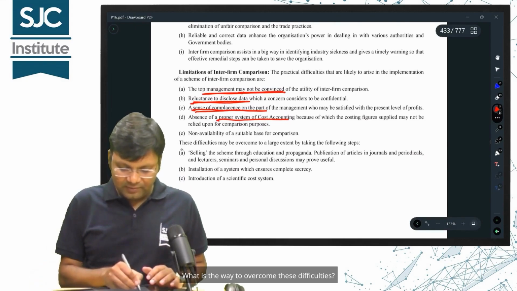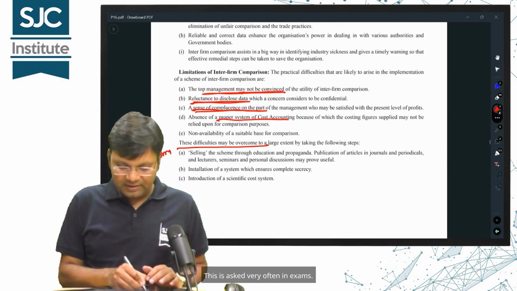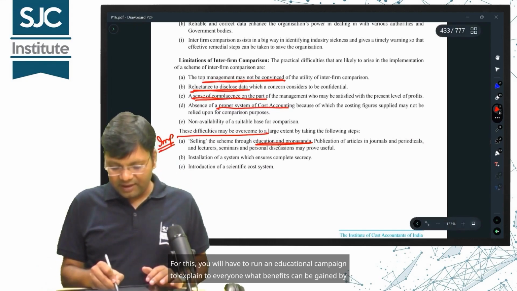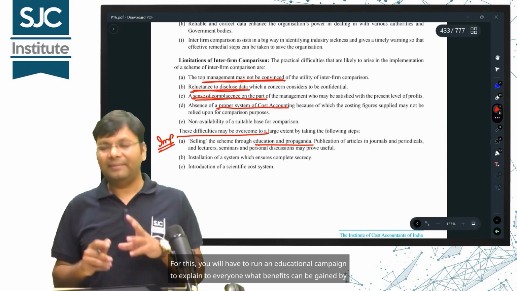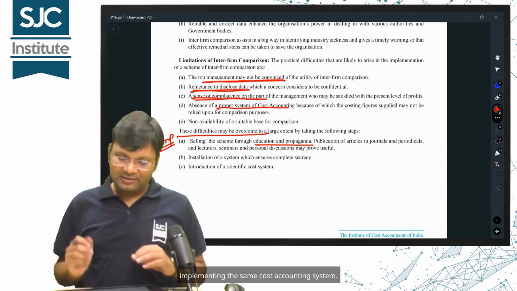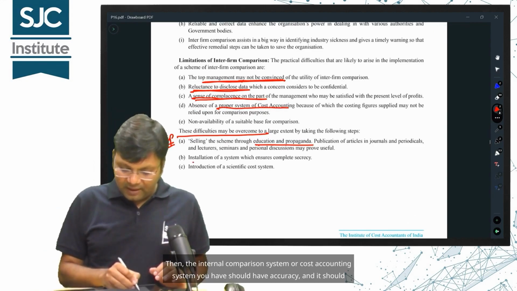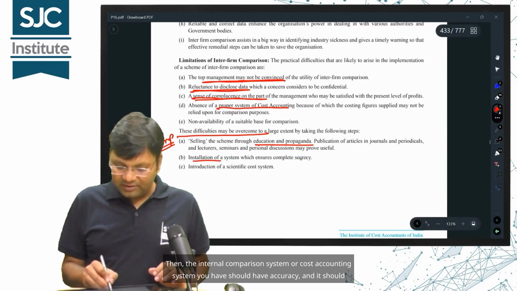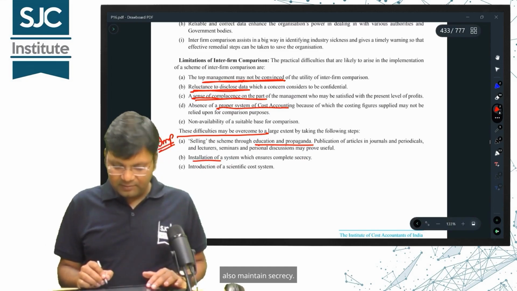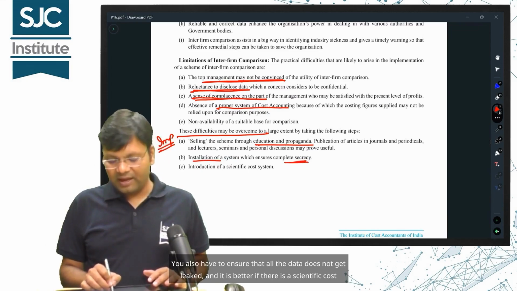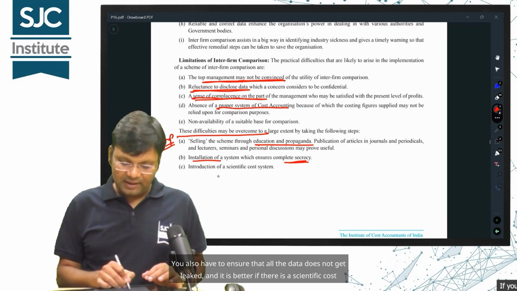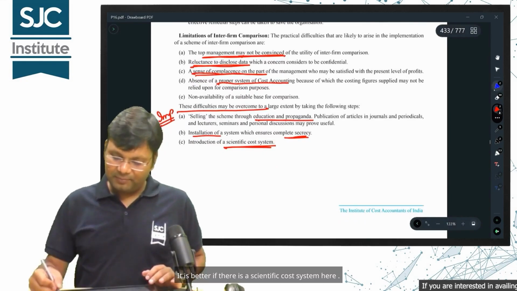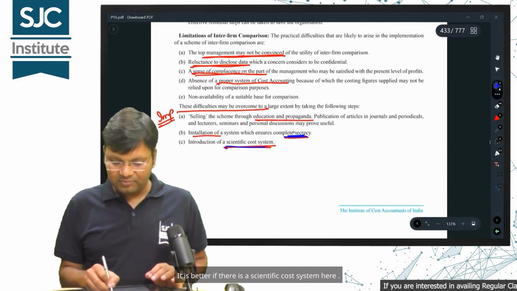What is the way to overcome these difficulties? This is asked very often in exams. For this, you will have to run an educational campaign to explain to everyone what benefits can be gained by implementing the same cost accounting system. Then, the internal comparison system or cost accounting system you have should have accuracy, and it should also maintain secrecy. You also have to ensure that all the data does not get leaked, and it is better if there is a scientific cost system in place here.